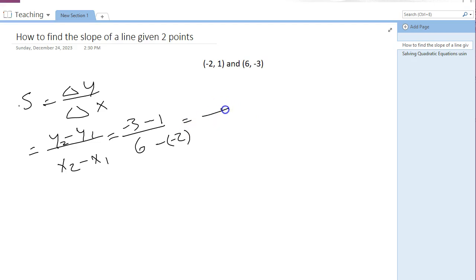So we have -4 over 6 plus 2, which is 8. Minus times minus is plus, so 6 plus 2 is 8. So simplifying this, 4 and 8 is 1 over 2. So the slope is -0.5 or -1/2. So that's your slope, -1/2.